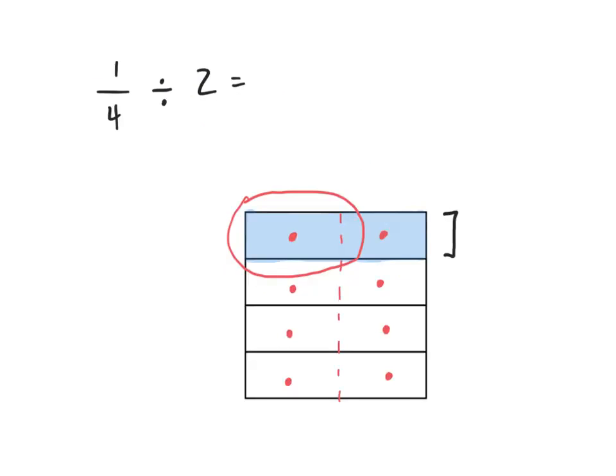Let's try another one. The equation is 1/4 divided by 2. So you can see that I have shaded 1/4 in blue, 1/4 of the whole blue, and then I've split it in half with that dotted line, and I want to know what is the size piece that I'm left with. Well, I can count up. I have 1, 2, 3, 4, 5, 6, 7, 8 pieces. So 1/4 divided in half or divided into 2 equal pieces leaves me with 1/8.